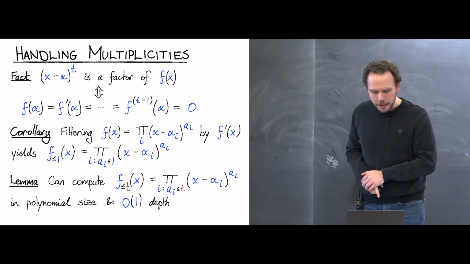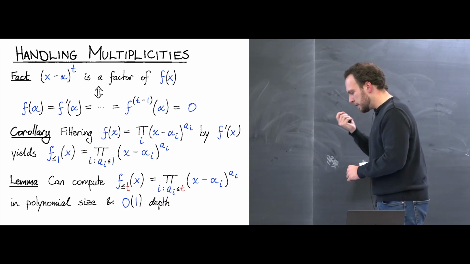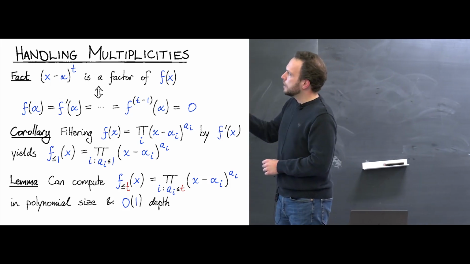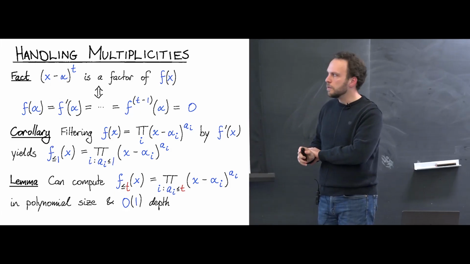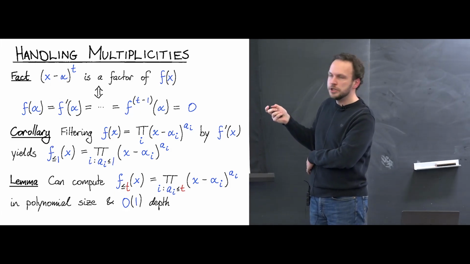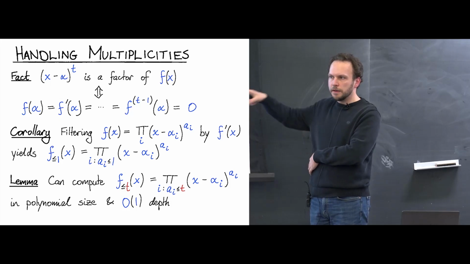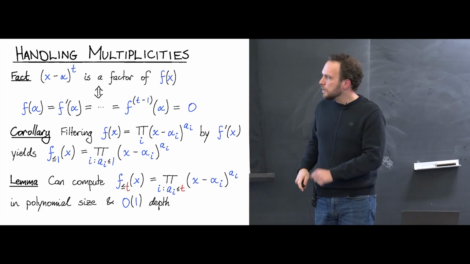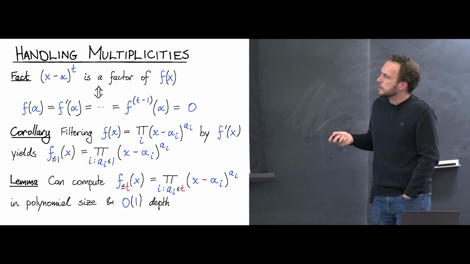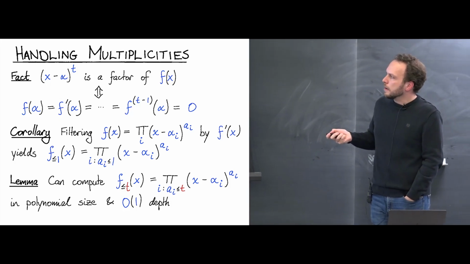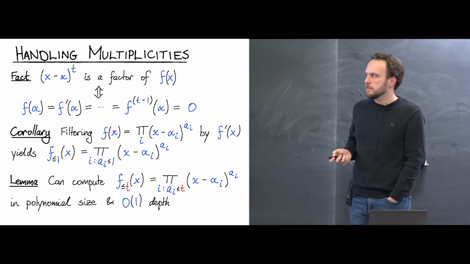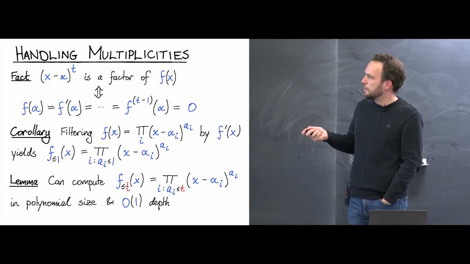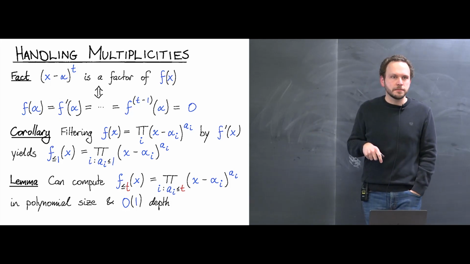So as a corollary, if you stitch together this observation about multiplicities with this filtering algorithm I showed you earlier, where you're using f prime as the g polynomial, this thing that filters the roots of f, you get a result like this. You can actually get out all the factors of f of multiplicity at most 1. These are exactly the factors of f that correspond also to shared roots with its first derivative.